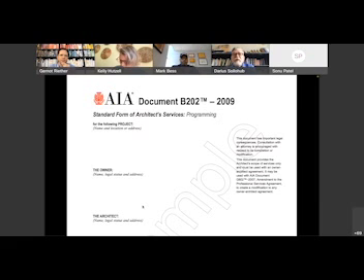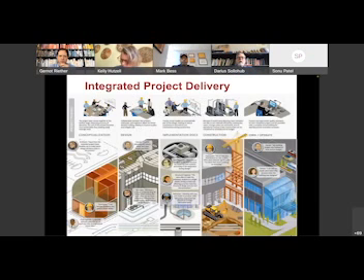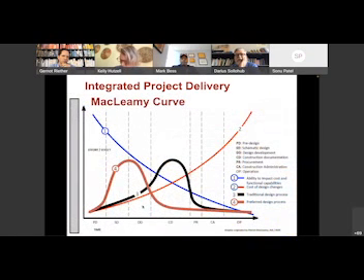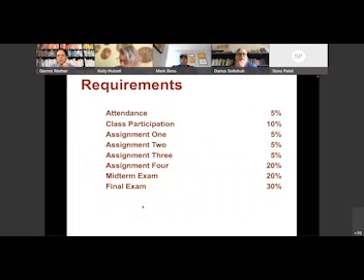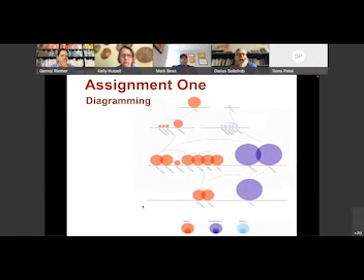We unpack the AIA contracts that specifically relate to programming, with a real emphasis on integrated project delivery, which is the future. And it really tries to take the black curve here and move it further to the left to influence design early on, taking advantage of BIM and other practices like that. So the requirements for the class break out. There are 2 exams, a midterm and a final, and I'll walk you through the different assignments.